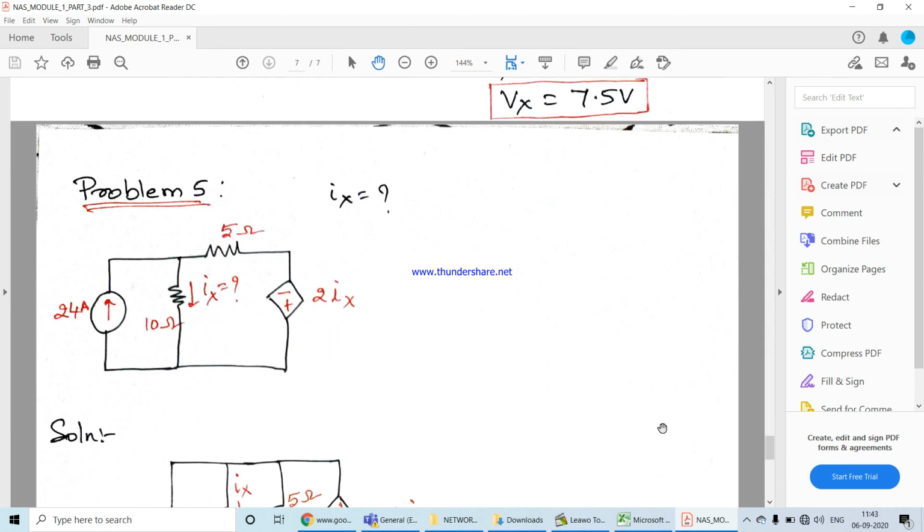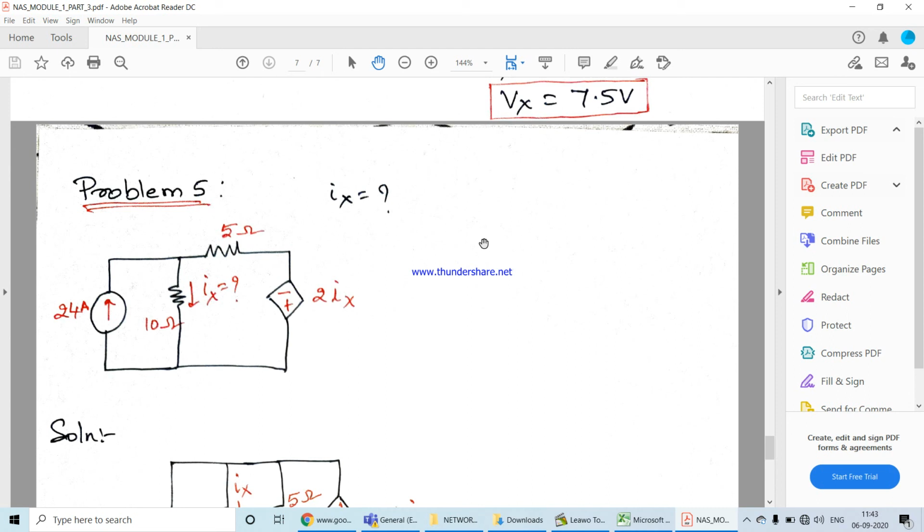Okay, let us go to the next problem. The last problem says find the current Ix, where Ix is the current flowing through 10 ohms. It's a simple problem, a 4-mark problem, which you can see here. So what is the current Ix here?